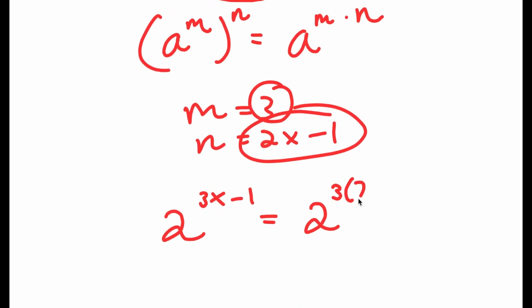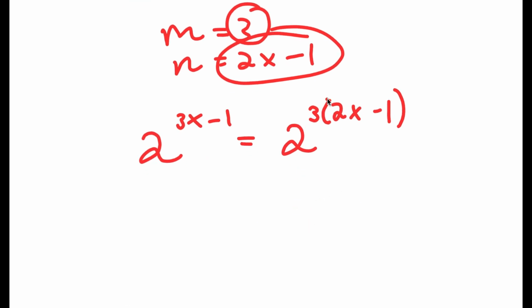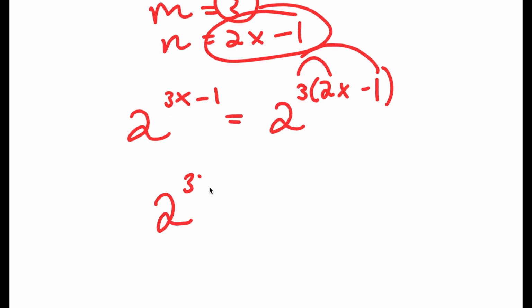of 3 times 2x minus 1. And 3 times 2x minus 1, we simply have to distribute the 3. So we get 2 to the power of 3x minus 1 is equal to 2 to the power of 3 times 2x is 6x, and 3 times negative 1 is negative 3.